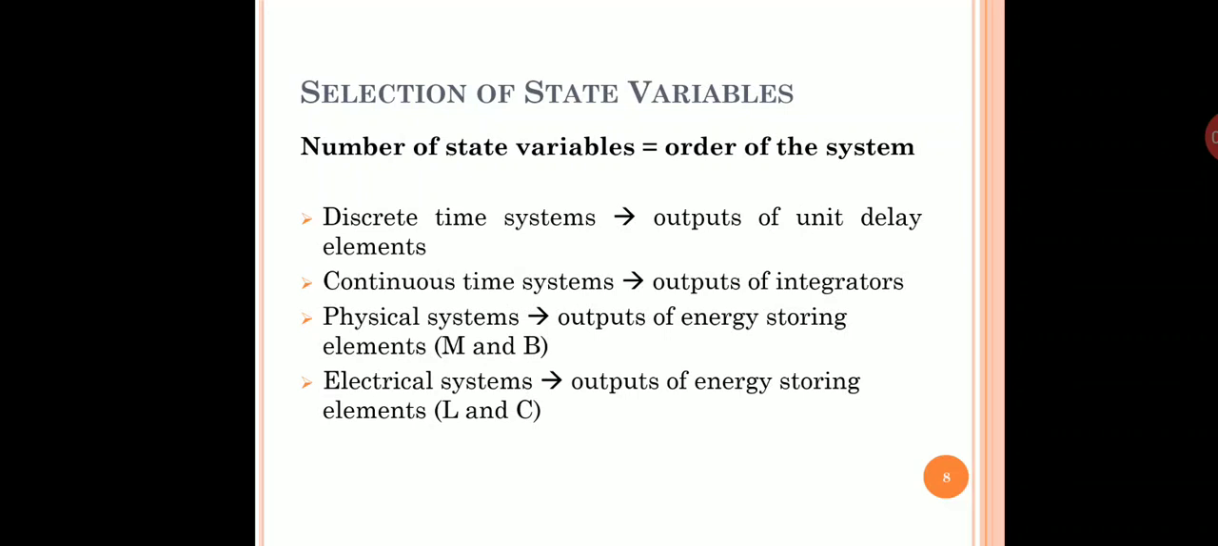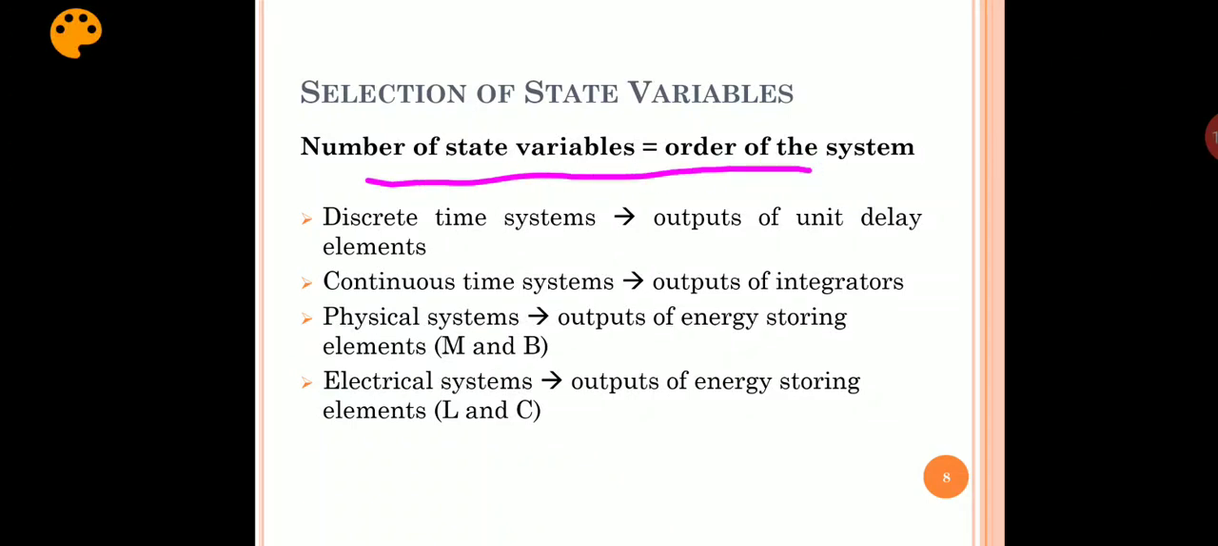Now as in the example we had seen, depending on the condition of the object, whether it was at rest, moving with a uniform speed, or accelerating, we decided how many state variables we need. So the selection of state variables becomes very important when designing a state space model for a system. In general, we can say that the number of state variables is equal to the order of the system.